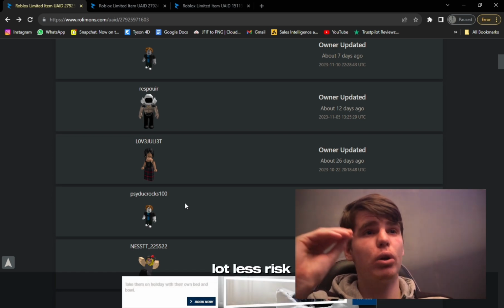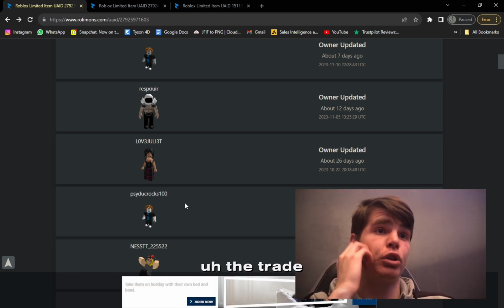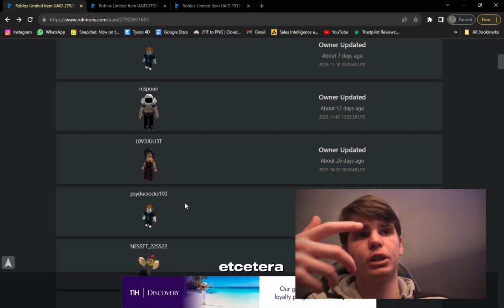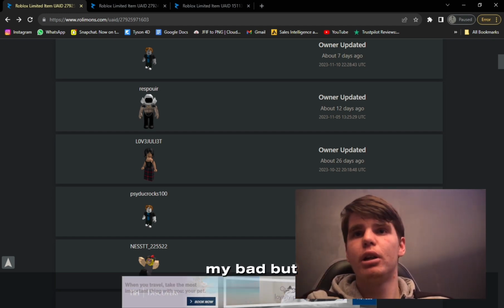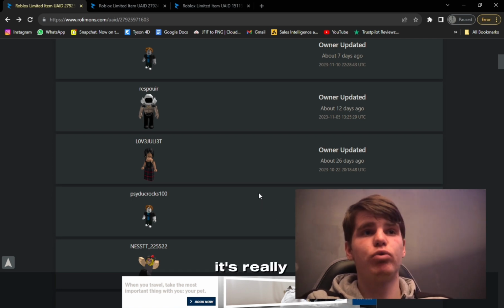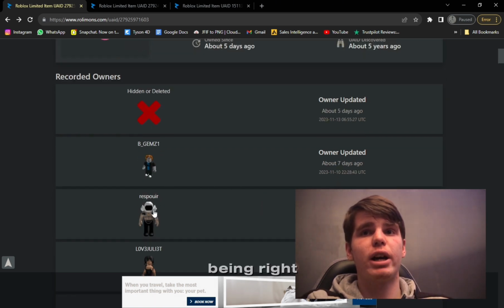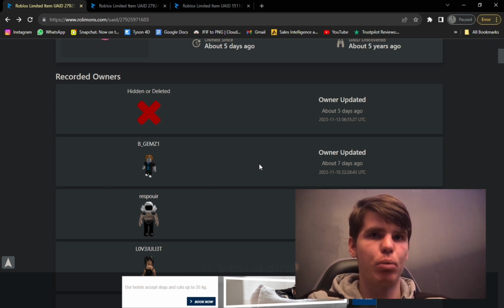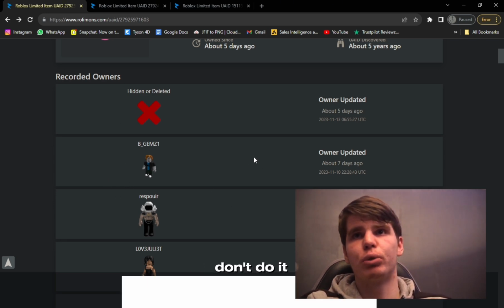It's a whole lot less risk with the trader because you can get in contact with him, you can negotiate, you know, how long have you had this item for, etc. Oh, I said this before, my bad. But yeah, it's really good if you do that. Instead of being right at the top of here and then relying on the 5th user who is clearly going to get deleted if you're doing warranty. Such a bad idea, don't do it.